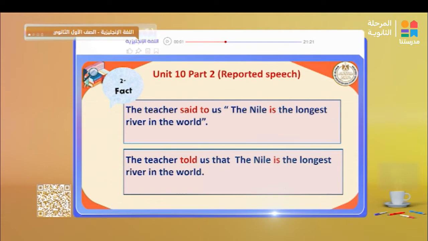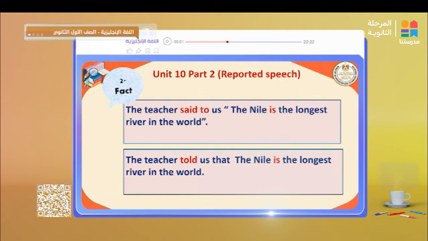Okay. The second thing, we don't change into the past when it is a fact. The teacher said to us, "The Nile is the longest river in the world." Of course, this is a fact which doesn't change. It's something true which doesn't change. The teacher told us that the Nile is the longest river in the world. Of course, here the verb told is in the past, but we don't change the verb of the main sentence because it is a fact. So whenever you find a fact, don't change the verb into the past.